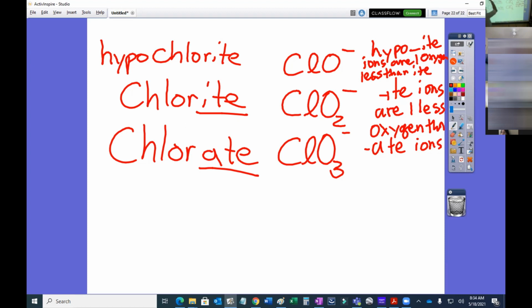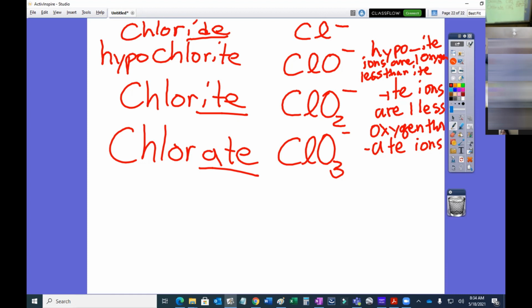Now notice what happens when you remove the last oxygen. You're at chloride. That means there's no oxygens on it. It's just the naked monoatomic ion. So there, we have just converted chlorate into 4 total ions just by manipulating the number of oxygens. But wait, there's one more.